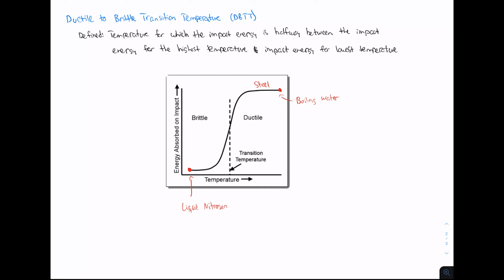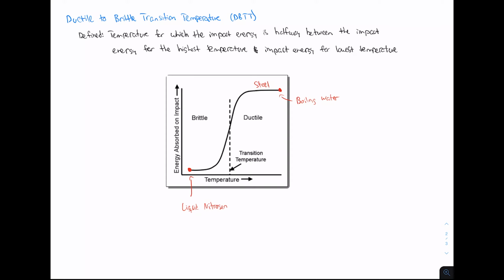Okay, so in that case, our temperature is the highest that it's going to be for the lab. So that's why we're way over here on the right. And because it's steel, as we increase this temperature, again, it's going to behave more ductile. And because of that, it's going to absorb more energy on impact. So because of that, we're way up here as compared to way down here when we were at a low temperature.